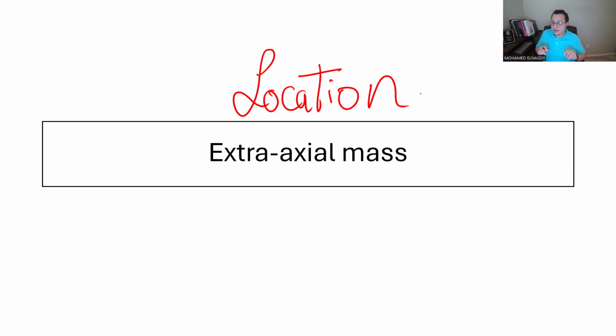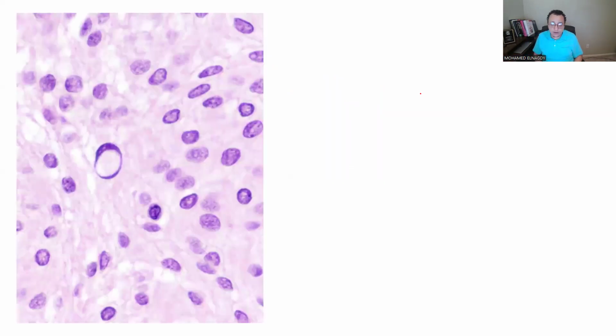Let's start with the extraaxial masses. Extraaxial mass means it's coming from outside and pressing on the brain, and it's usually coming from the dura. And it has some kind of dural tail. It arises usually from the arachnoid layer of the meninges. What do they call this most common primary brain tumor? They call it meningioma. Yes, good job. That's meningioma. Meningioma is very important, and you need to clearly identify it and clearly know how it looks.